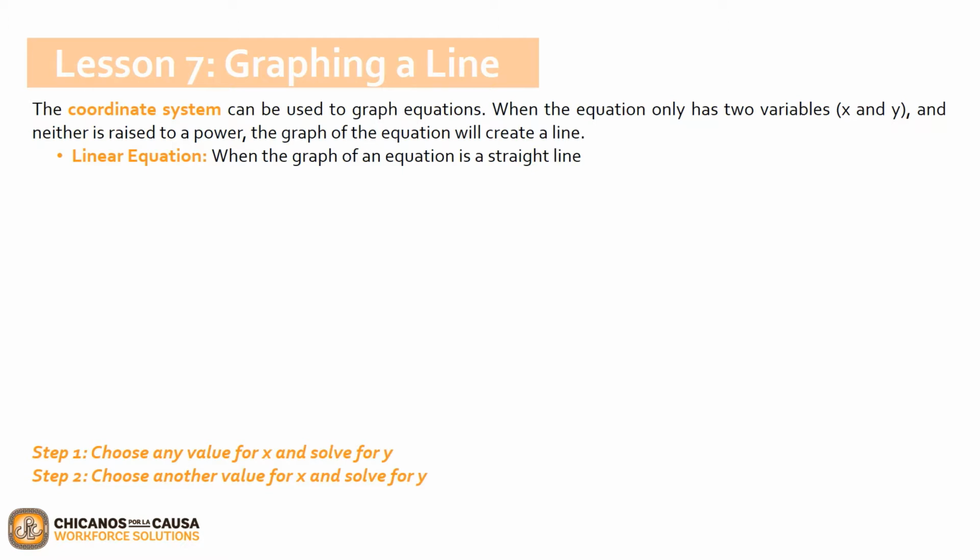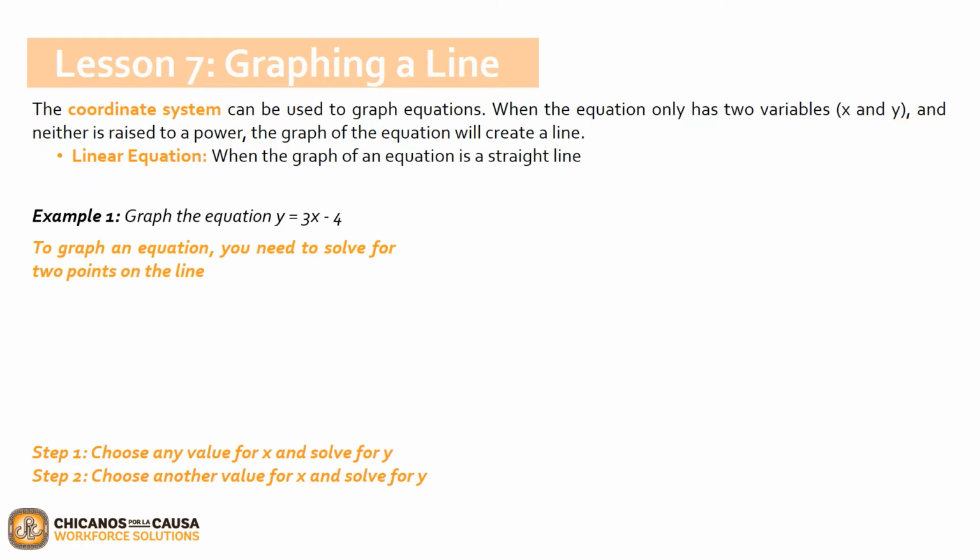So let's look at an example. Example 1. Graph the equation y equals 3x minus 4. So in order to graph the equation, we need to solve for 2 points on the line. So remember, we need to essentially solve in order to make ordered pairs. So in order for us to do this, we have to choose any value for x and then solve for y. So we're just going to pick a number. I think it's a little bit easier to start with a simple number, so I'm going to start with 1. So I'm going to pretend that x equals 1.